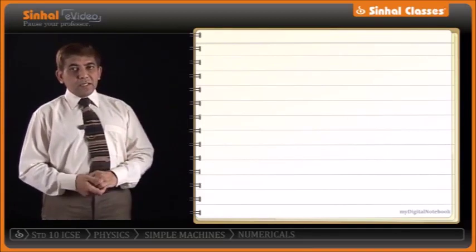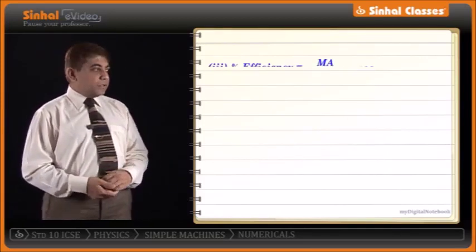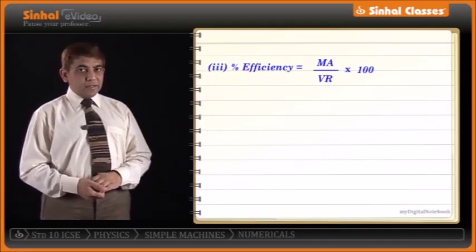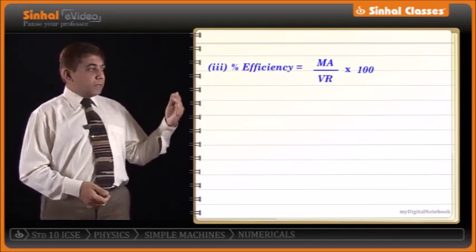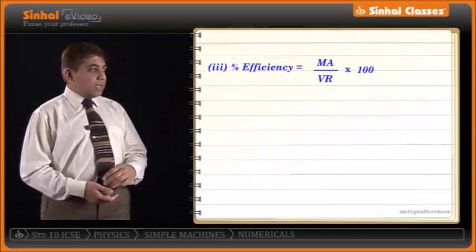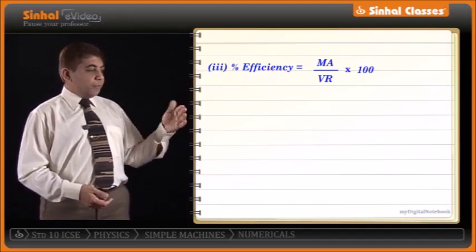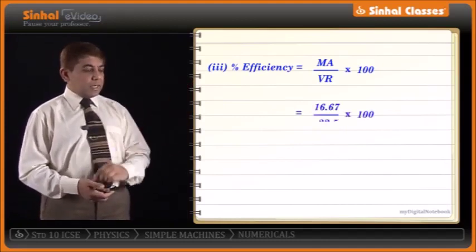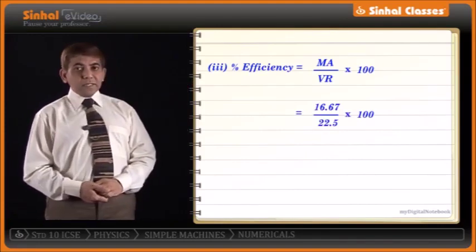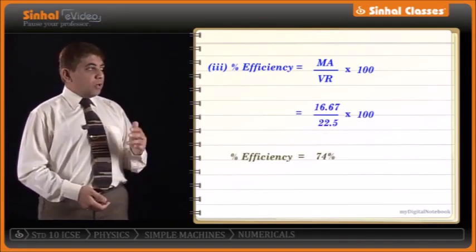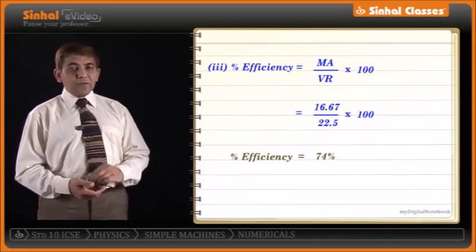Percentage efficiency is nothing but MA upon VR multiplied by 100. We just now have obtained the MA. We have obtained the VR also. We substitute both the values as 16.67 divided by 22.5 multiplied by 100. That works out to be 74%. So the efficiency of the machine is 74%.